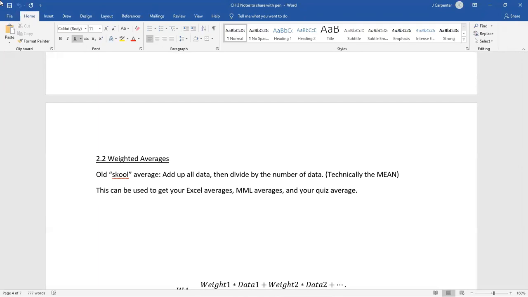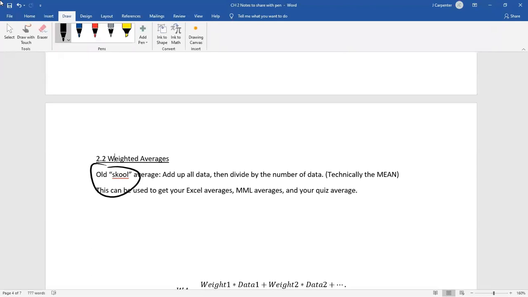So a weighted average is when something says this item A is more important than item B, so we're going to give it more weight. And more weight means that it has more effect. So let's say you have a teacher that weighs everything exactly the same, and you get an 80 on the midterm and a 100 on the final. You'd end up with a 90 based on the old school average, which is just add up the data and divide by the number of data.